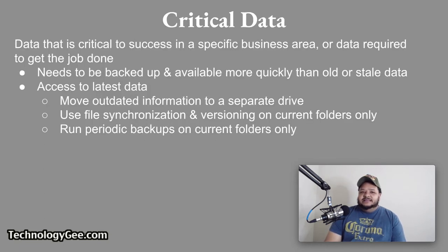We have critical data. Critical data is the data that is critical to success in a specific business area, or data required to get the job done. It needs to be backed up and available more quickly than old or stale data. You can make access to your latest data easier in case of loss with the following steps. You would move outdated information to a separate drive. You would use file synchronization and versioning on current folders only. And you would run periodic backups on current folders only.